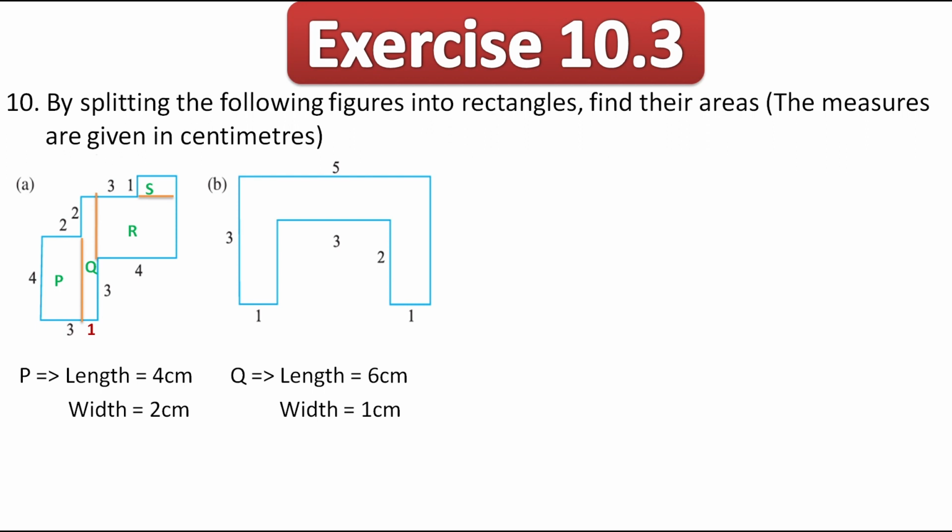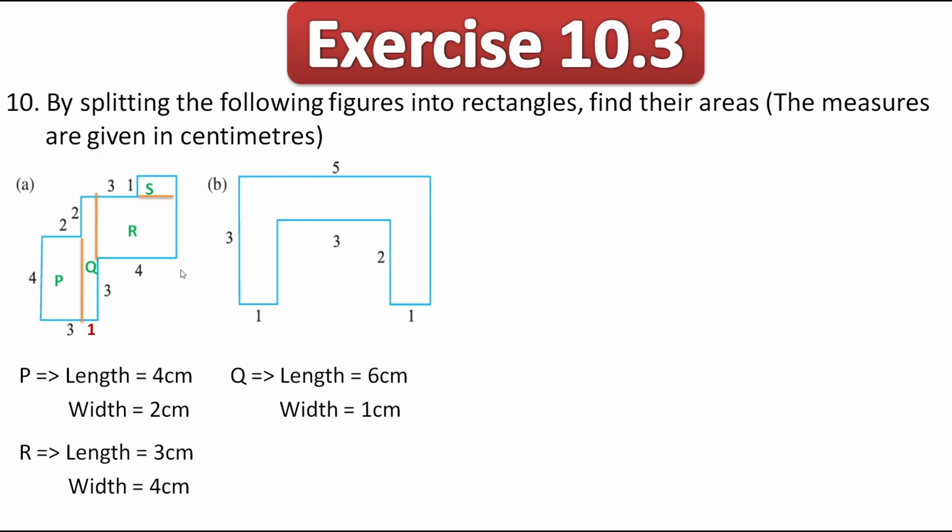Now here for R, see here, this whole line, we said that Q has the length 6 centimeter, right? So the rectangle R will have the side this much. So when we subtract 3 from 6, we will get this measurement as 3, right? So the length of R is 3 centimeter and the width of R is 4 centimeter.